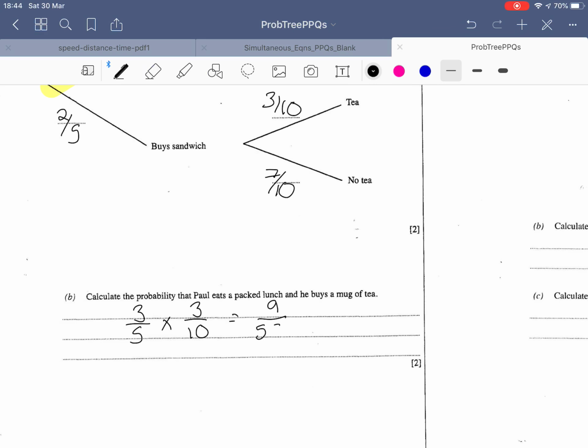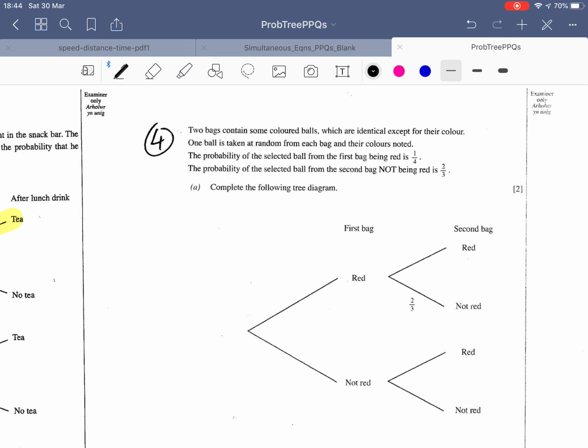Next one, 2 bags contain some coloured balls which are identical except for their colour. One ball is taken at random from each bag and their colours noted. The probability of the selected ball from the first bag being red is 1/4. So this bag here, 1/4. The probability of the selected ball from the second bag not being red is 2/3.